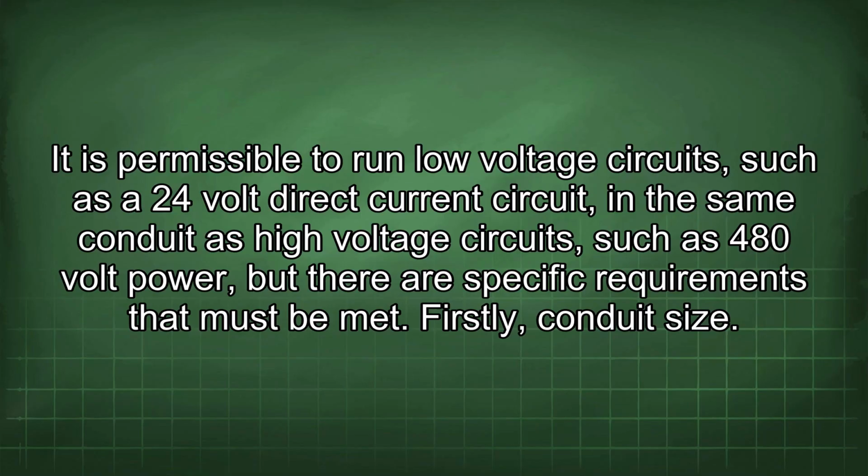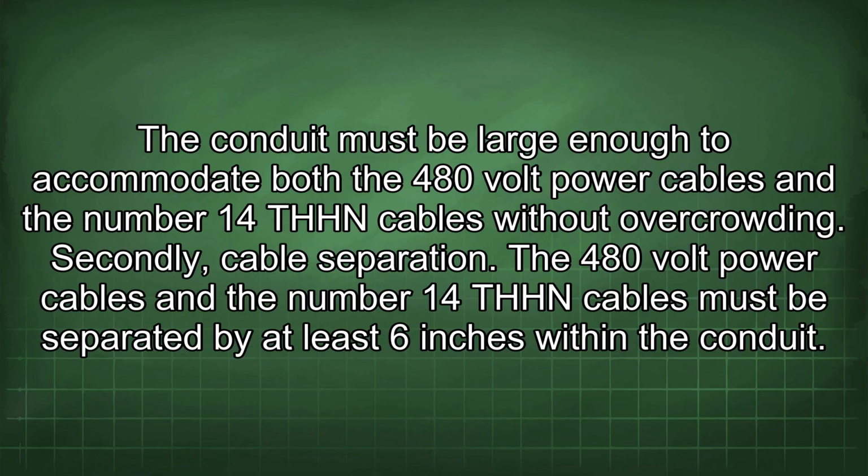It is permissible to run low-voltage circuits, such as a 24-volt direct current circuit, in the same conduit as high-voltage circuits, such as 480-volt power, but there are specific requirements that must be met. Firstly, conduit size. The conduit must be large enough to accommodate both the 480-volt power cables and the number 14 THHN cables without overcrowding. Secondly, cable separation.